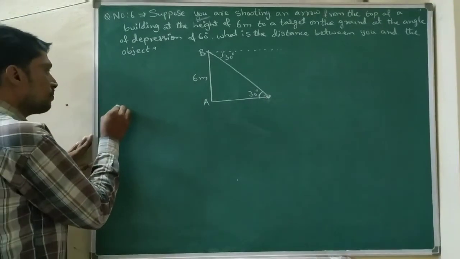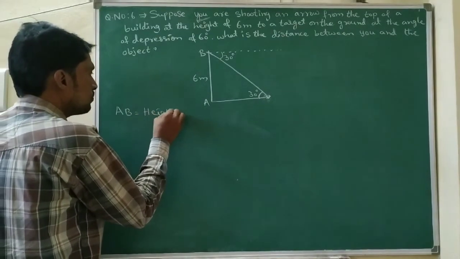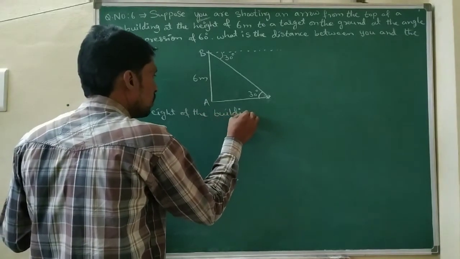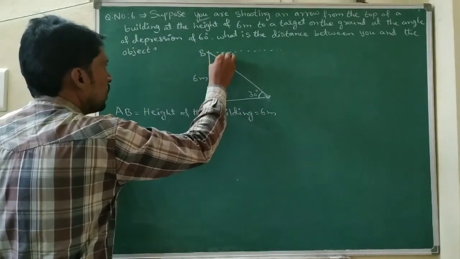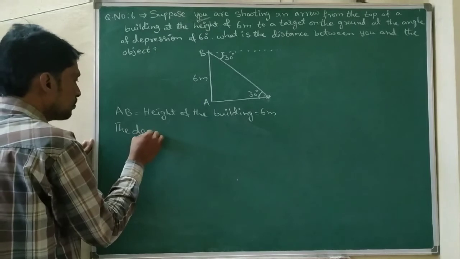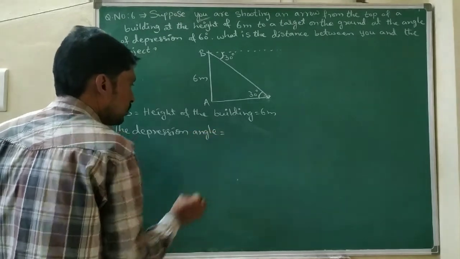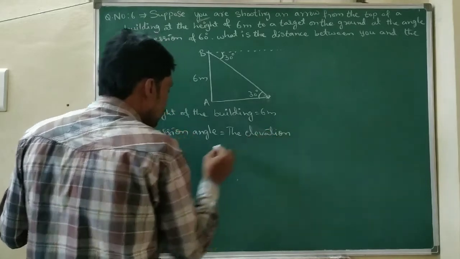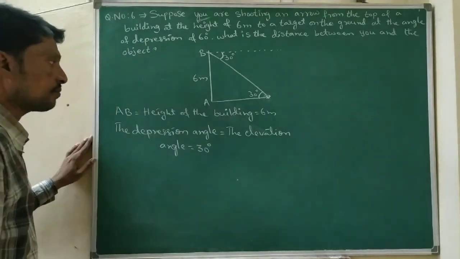So now you can see here AB equals the height of the building, that equals 6 meters. Now here the depression angle equals the elevation angle, both are equal, that is 30 degrees.